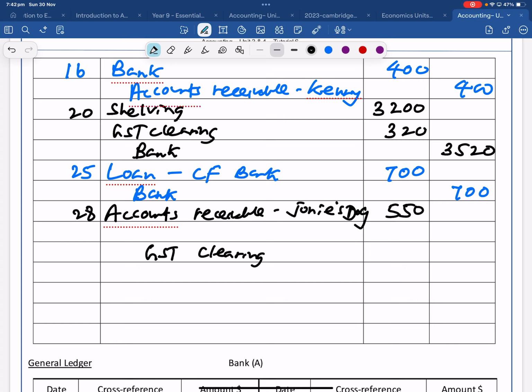How much sales? 500. Debit or credit? Credit. Why? Because of the selling. So what happens to the sales? Sales is an increase. Revenue increases. Credit.